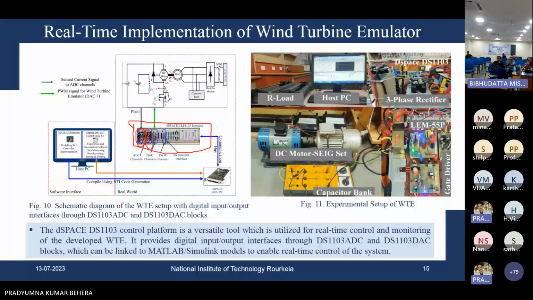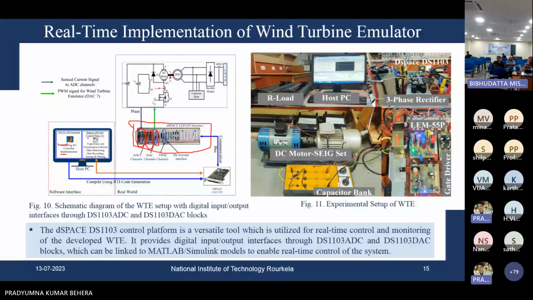It has 8 digital to analog channels, and it acts as the interface between the host PC and the actual plant. The modeling of the wind turbine emulator and the controller implementation is done in MATLAB Simulink, and the dSPACE ControlDesk 5.6 is utilized for experimenting. It is a visualization software, also utilized for data monitoring, recording, storing, and plotting.